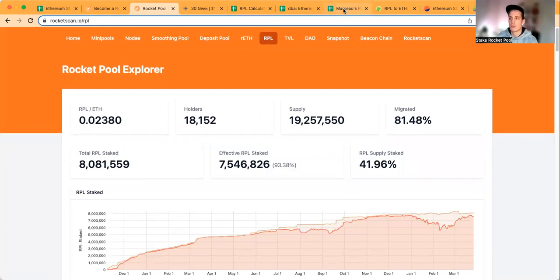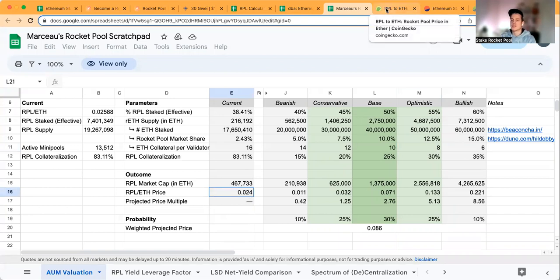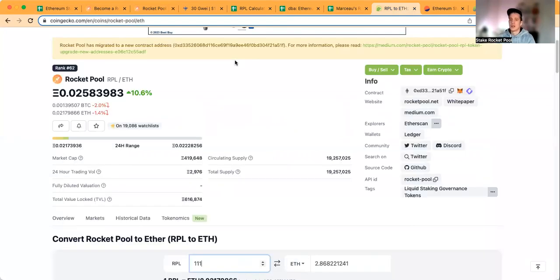When we were looking at Marceau's model, you can see that, from where we are today, which is actually a bit low, it's not at 0.04 ETH, it's actually 0.058 and likely going up 10.6% today. That's exciting.